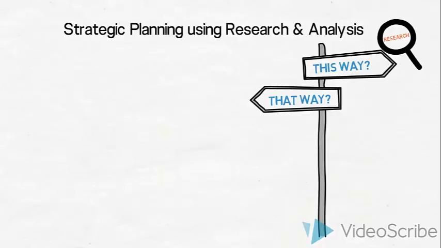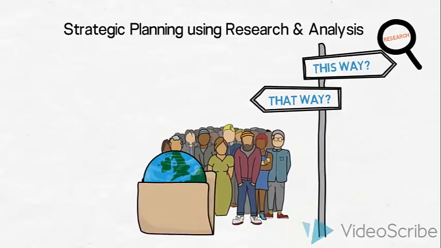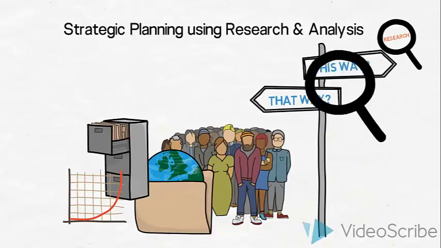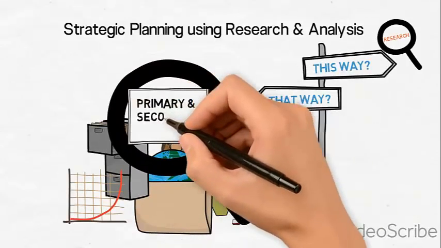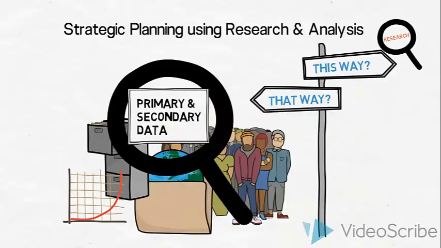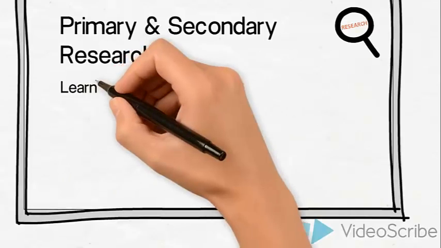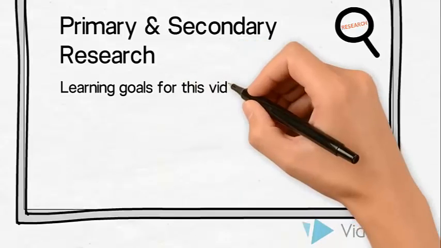When organizations enter into strategic planning, they conduct different types of relevant research and analysis. As part of this process, marketers talk about collecting secondary and primary data. Let us list the learning goals for this video.